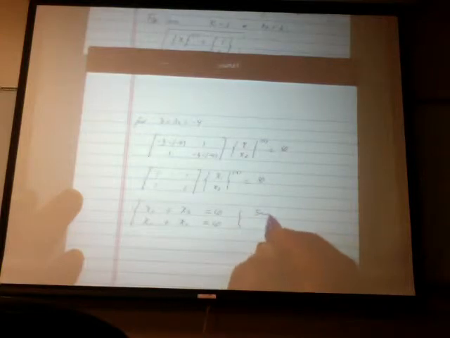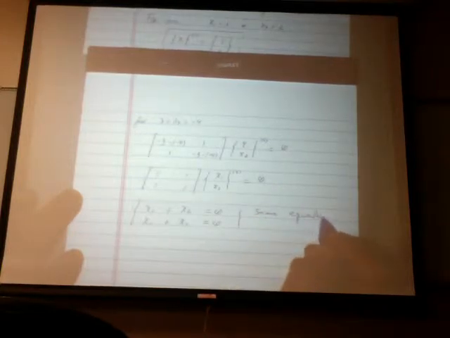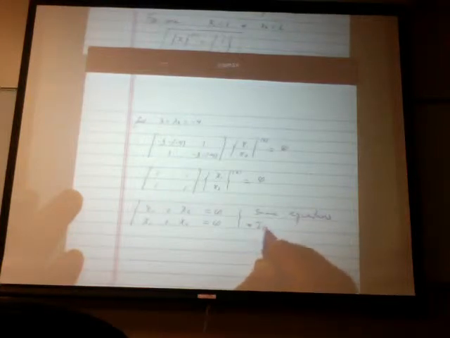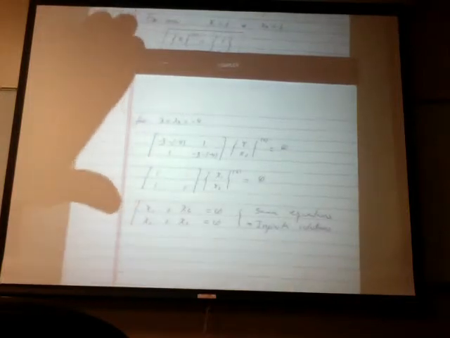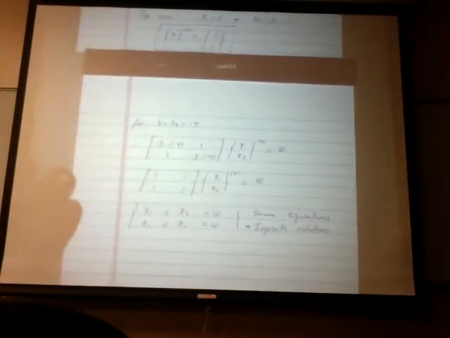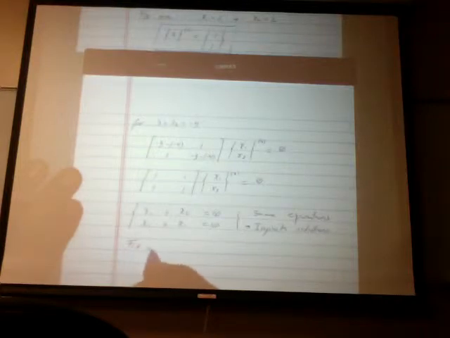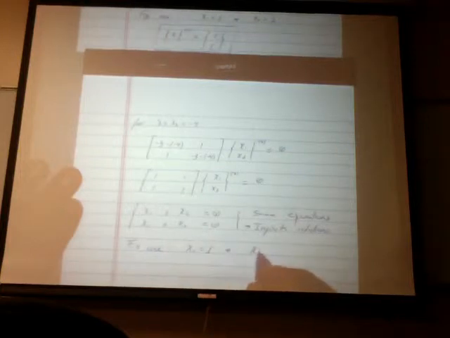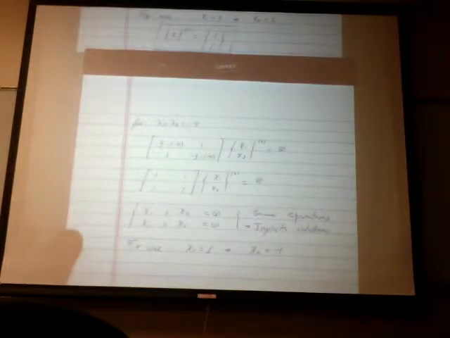Again, same equations leading to infinite solutions, or an infinite number of solutions. So what we do is just fix one of them. Usually pick x1 equal 1. That would lead to x2 being what? -1. So the second eigenvector that corresponds to the second eigenvalue is this.